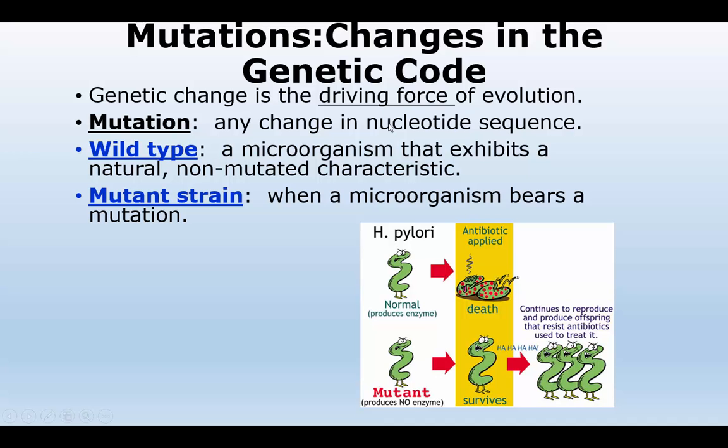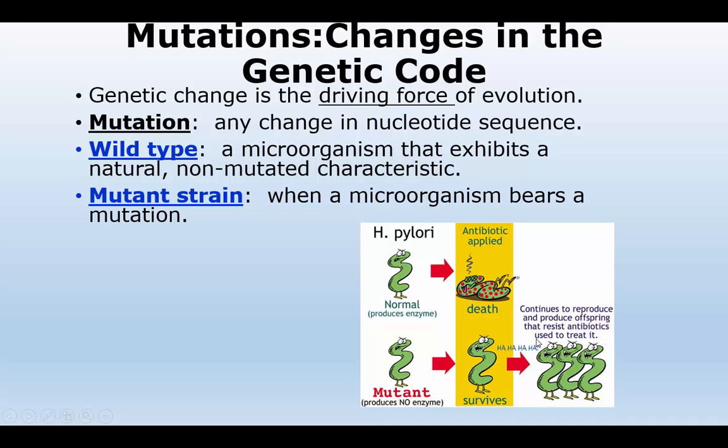Okay, now we're going to talk about when that genetic code changes, or a mutation happens. This is the driving force of evolution. What that means is that the nucleotide sequence changes. There's the wild type, where the microorganism has this natural, non-mutated characteristic, and then you have the mutant strain, where the organism starts to show some sort of mutation.